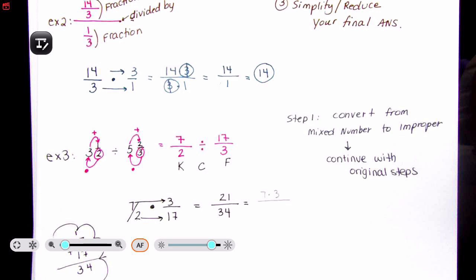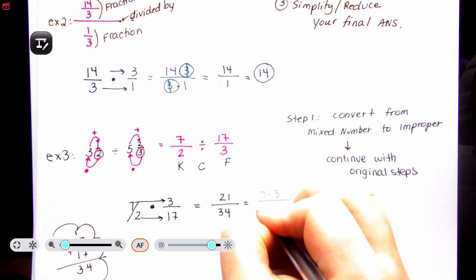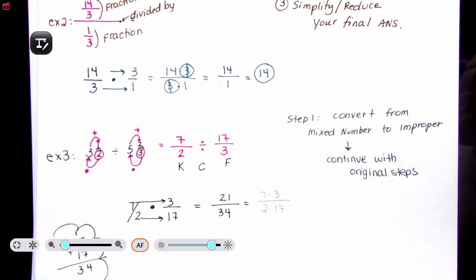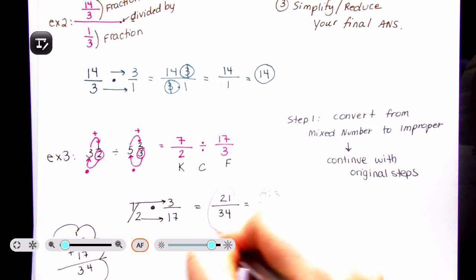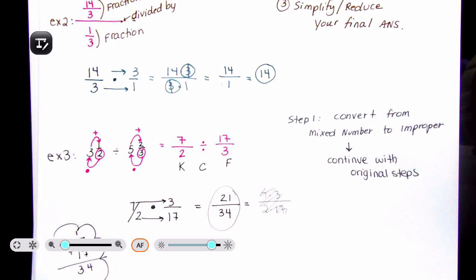But I'm going to say, is 34 divisible by 4? It is not. 34 divisible by 3? It is not. 34 divisible by 8? It is not. So the only factors for 34, in my opinion, because I don't have my multiplication chart in front of me, are 2 and 17. Nothing cancels out, so we are going to ignore that. And our final answer is 21 over 34.